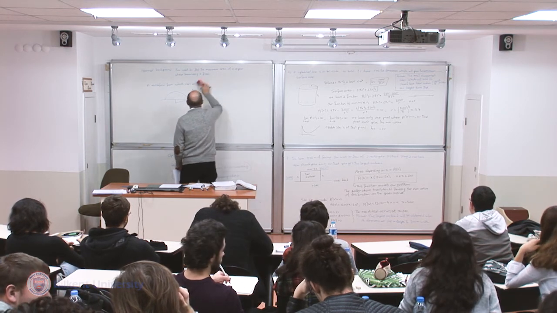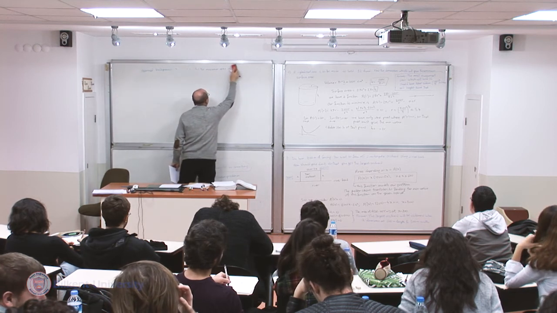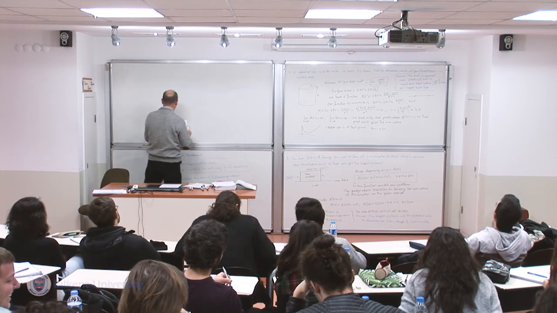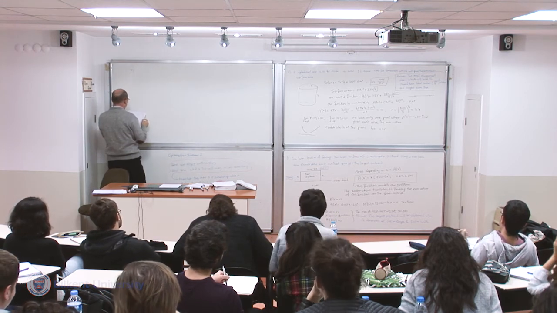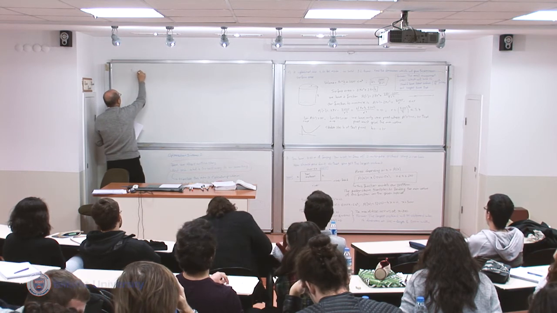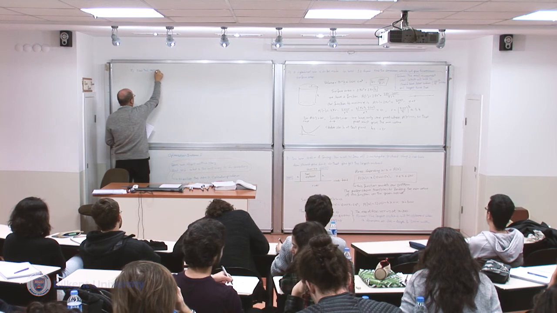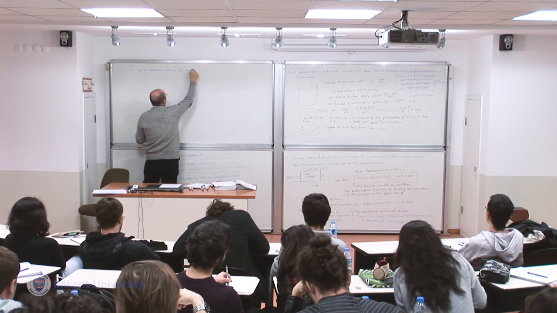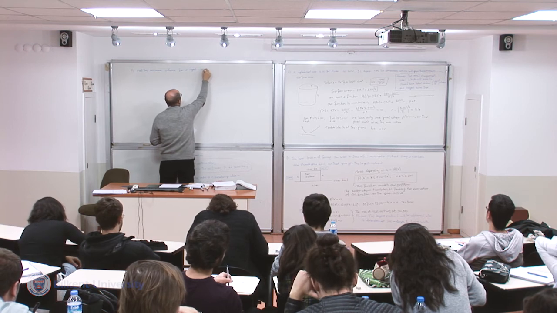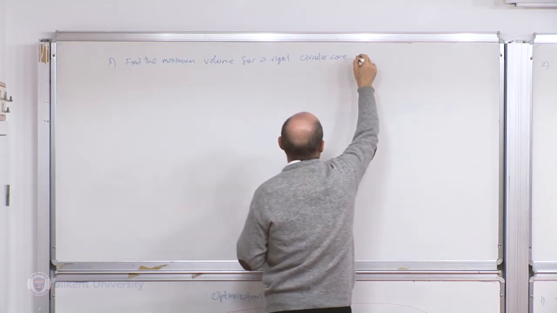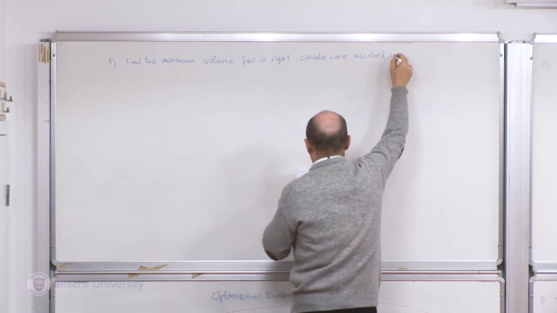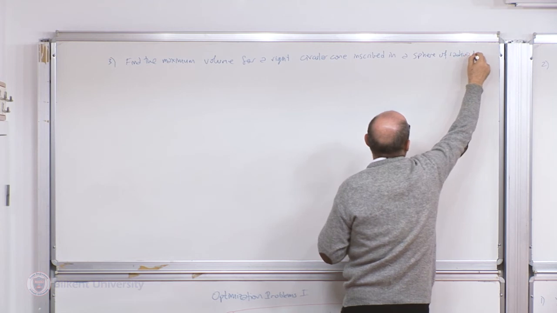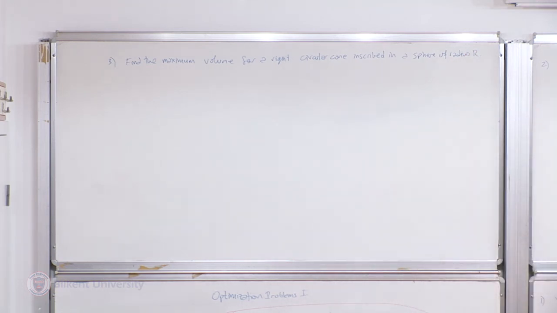Okay, let's do another thing like this. Find the maximum volume for a right circular cone inscribed in a sphere of radius r. Okay, so this is not an everyday problem.